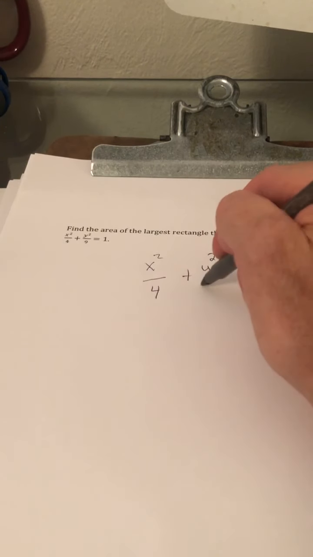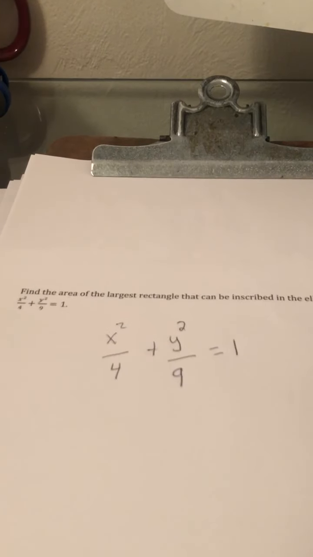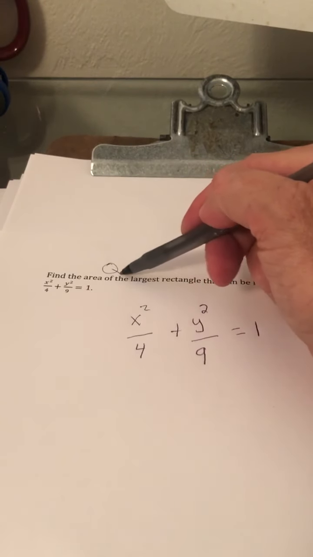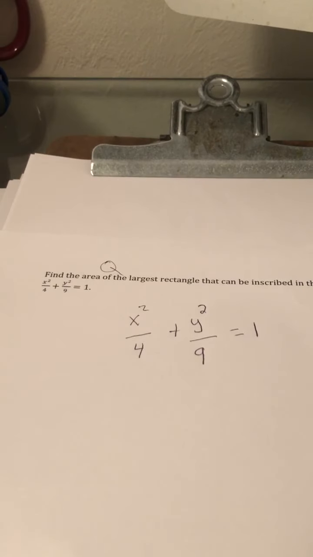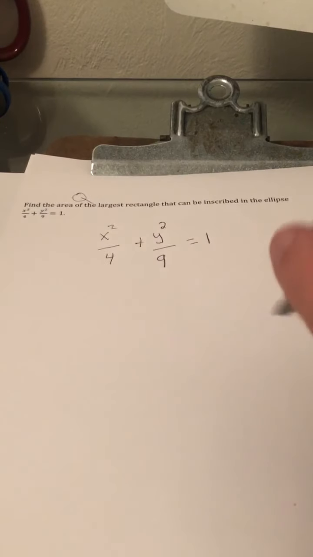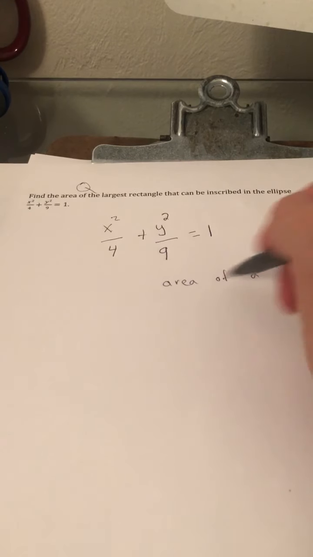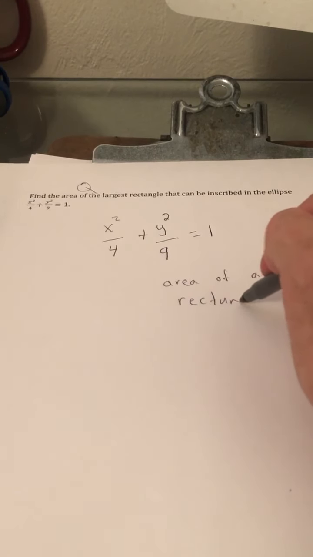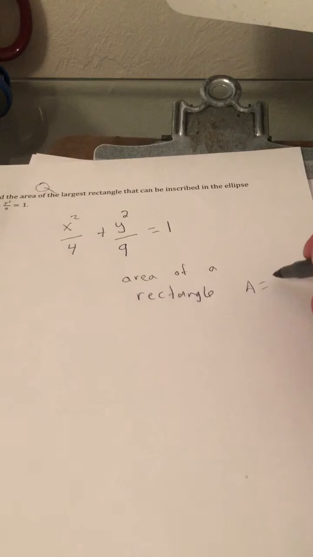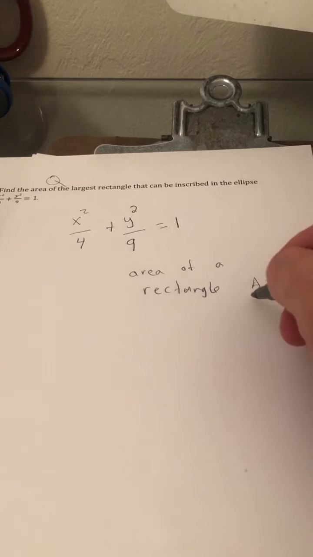Now keep in mind what's going on. We're being asked to maximize or minimize something. In this case, it's maximize because it's largest. So the area is our quantity Q in this case, and it's the area of a rectangle. So remember, the area of a rectangle is length times width. So area equals length times width. That happens to be our Q.